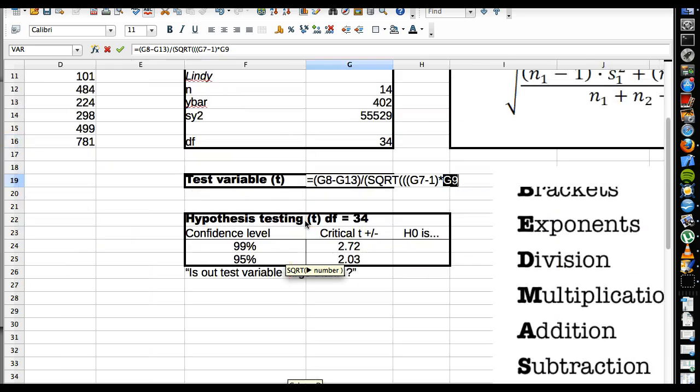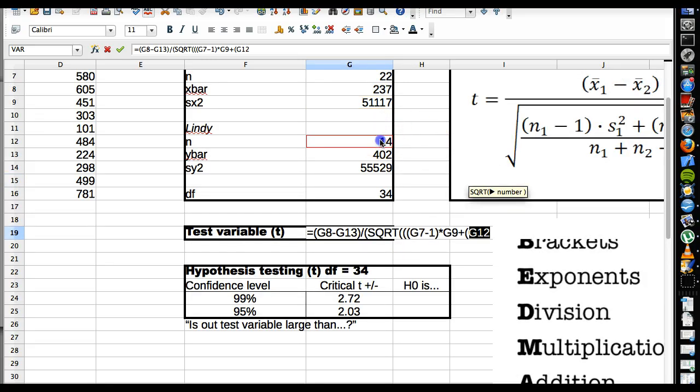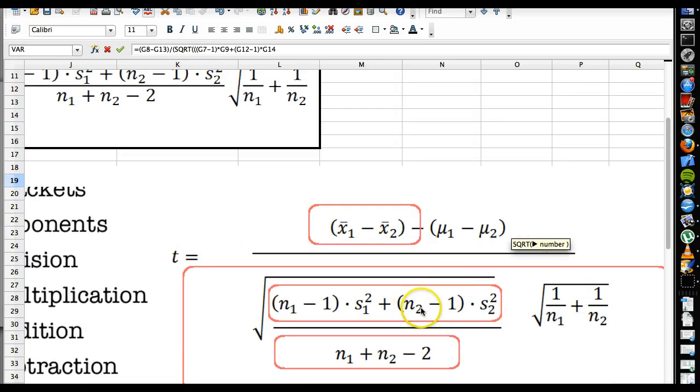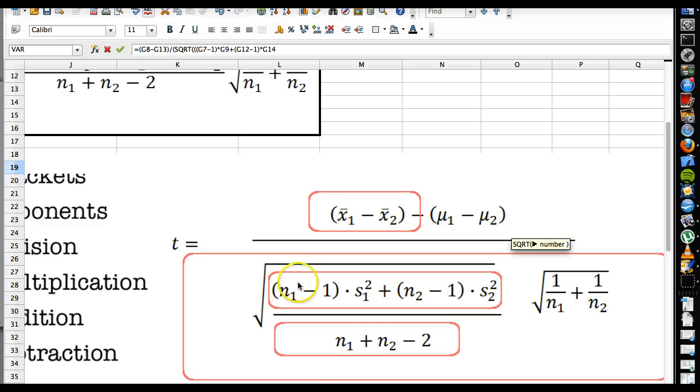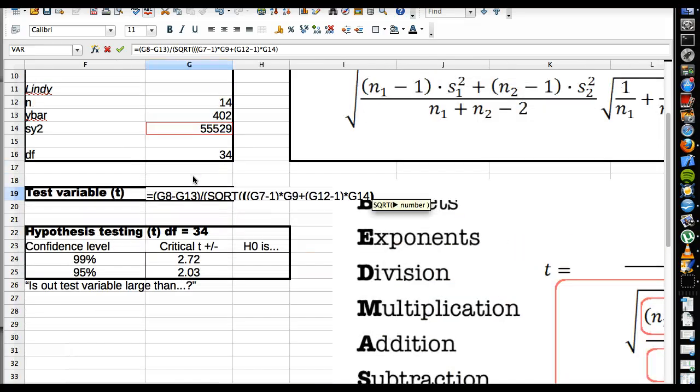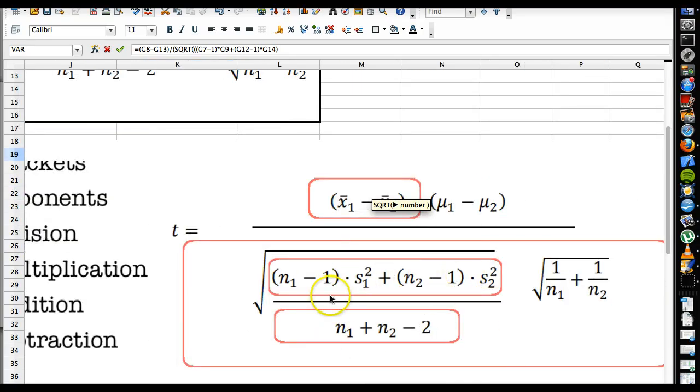And I'm going to add another bracket, and then my second sample size minus 1, close that bracket, multiplied by the variation. So I have my second sample size minus 1 multiplied by my second sample variation. And then finally, because we're done with the top part of this formula, I can put another bracket. So I'm going to put another bracket, and we have the top part of this little square root part of our formula here. Now we can divide because we put this within brackets.